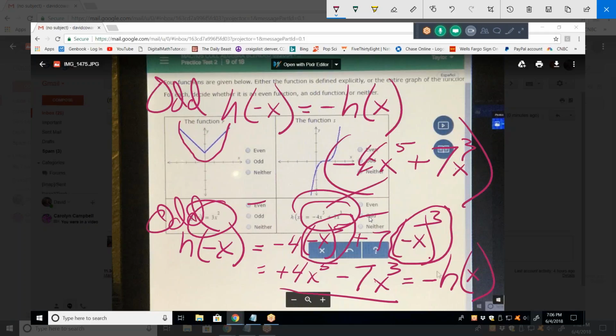I'd much prefer to do that algebraically. But it's a little tricky. You're looking for h of negative x to be either h of x or negative h of x. If you can't turn it into either one of those, then it's neither. You have to be able to turn it into either h of x or negative h of x.